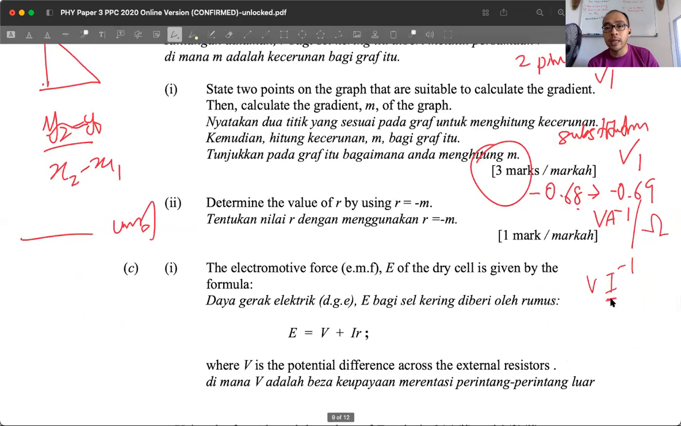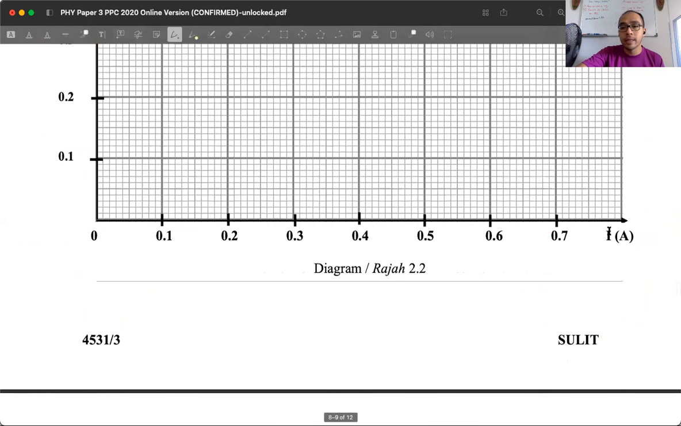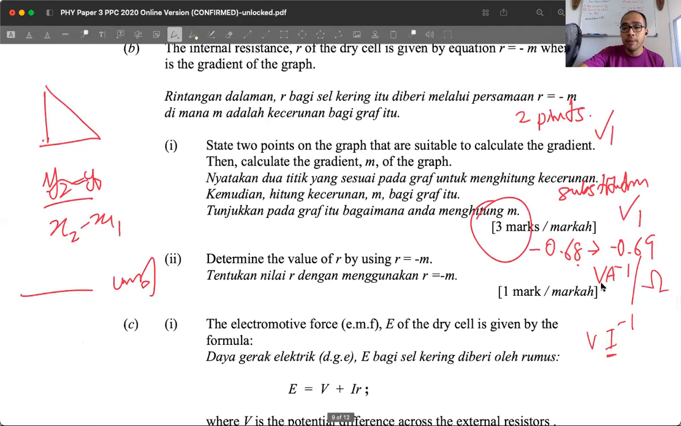Okay, what is this I? No. A is ampere. Okay, I is the symbol, people. I is the symbol. I do not want the symbol, this is the unit. Okay, so be very careful. VA minus 1, this is the only answer that I will accept, between negative 0.68 to negative 0.69.